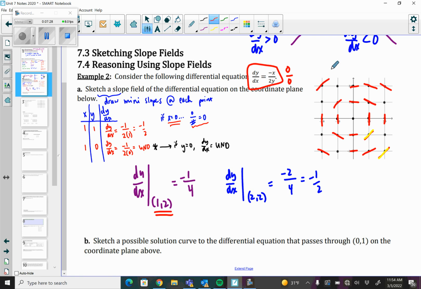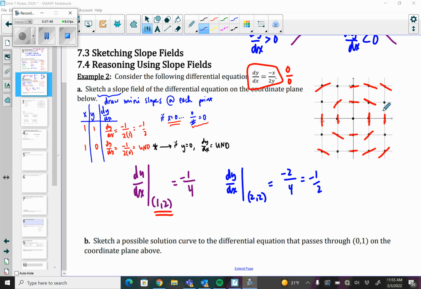And last but not least, we've got a few more to get in there. So what about (negative 1, 2)? Uh-oh. Sorry about that. Give me one moment. Sorry, my computer kind of froze for a second. We were just plotting a couple more points.